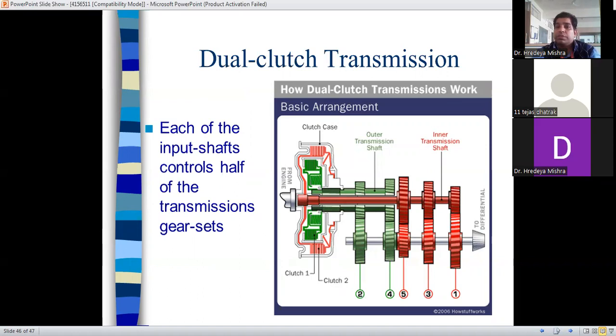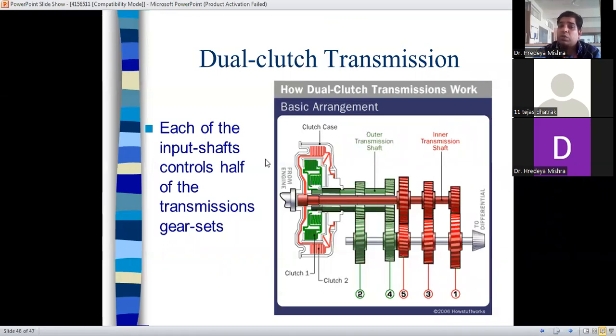Okay. So at the last, you can see there is a basic arrangement. This is your gearbox, inner transmission shaft, and this is the outer transmission shaft here. Okay. So one, two, three, four, five. So there is a five gear type. Gear number one means one gear attached to the driver shaft. Two means second gear is attached to the driver shaft. Three means third gear is connected to the driver shaft.